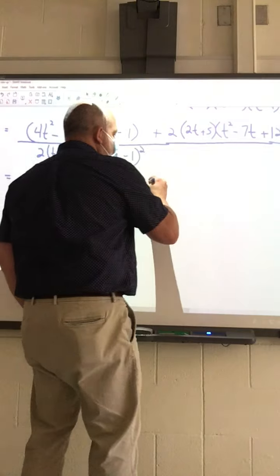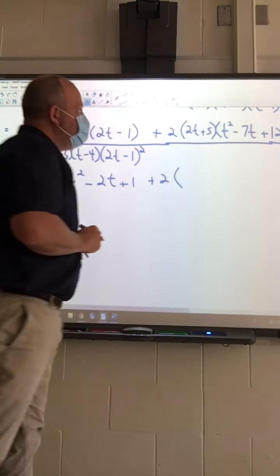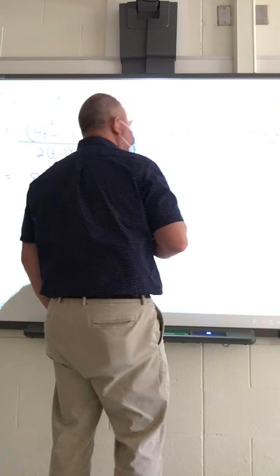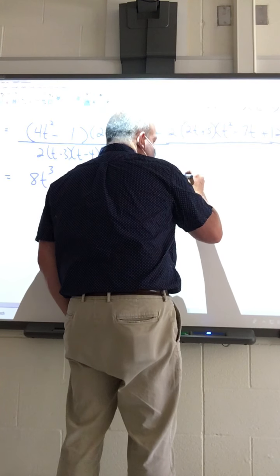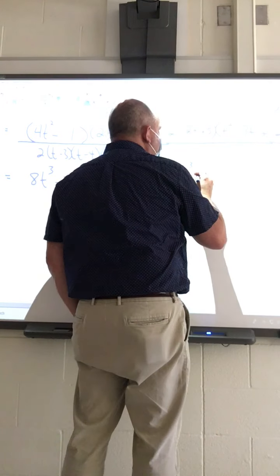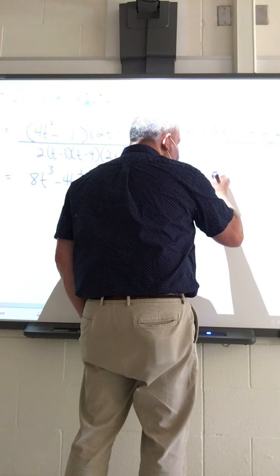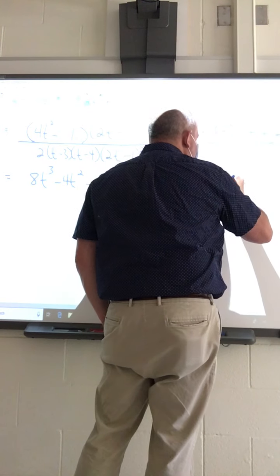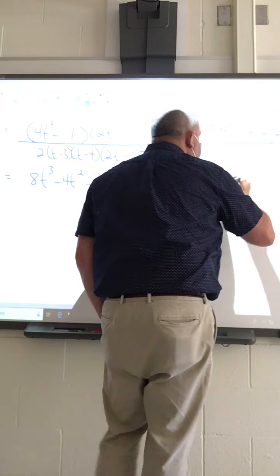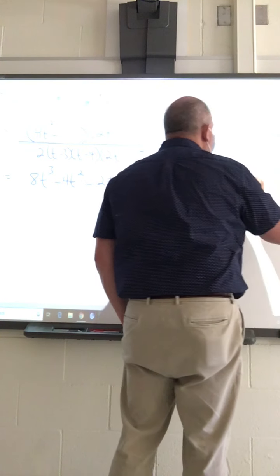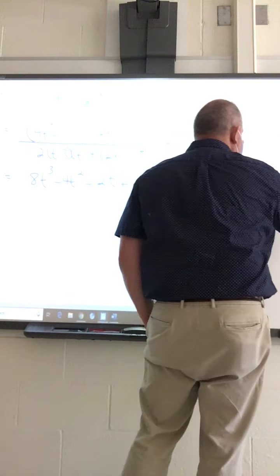This one I'm still going to be simplifying inside the brackets, okay? So 2t times t squared, I don't know if I'm out of room, I'll have to write smaller. 2t times t squared is going to be 2t cubed. 2t times negative 7t is going to be negative 14t squared. 2t times 12 is going to be 24t. And then 5 times t squared is going to be 5t squared. And then 5 times negative 7, negative 35t.